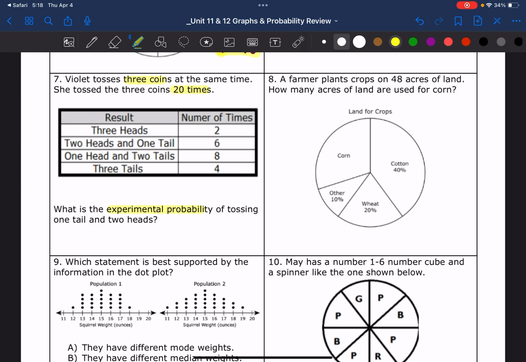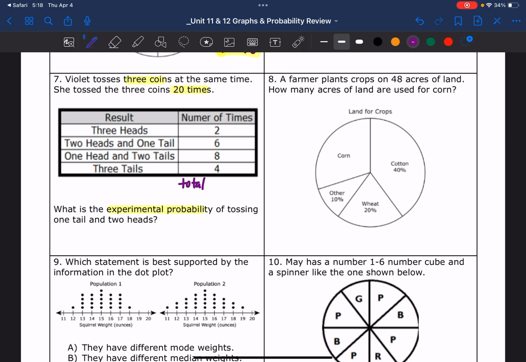We took results out of the things that we did. Okay? So what was the probability of landing 3 heads? What was the probability of landing 2 heads and 1 tail? 1 head and 2 tails, and then 3 tails. Okay? So first thing that we need to do is we need to add the total.